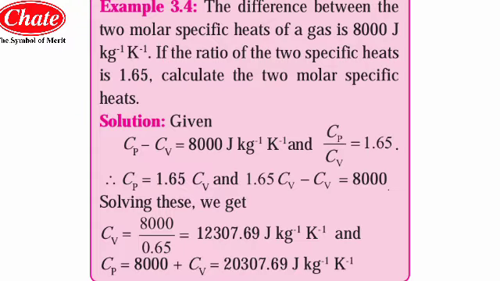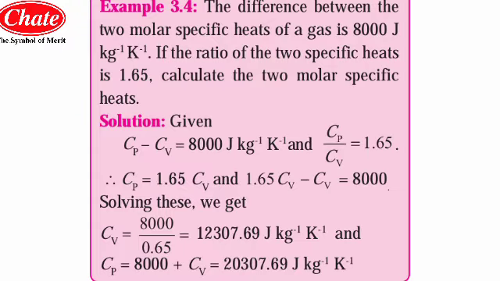and this will be Cp is equal to 8000 plus Cv. As the Cv is negative on this side of the equality sign, when you transfer Cv to the right side of the equality sign, it gets converted into plus. Thus Cp is equal to 8000 plus Cv. So the total value you get is 20307.69 joule kg^-1 K^-1. This is how we have calculated the values of Cp and Cv, which are exactly the terms asked in the problem.